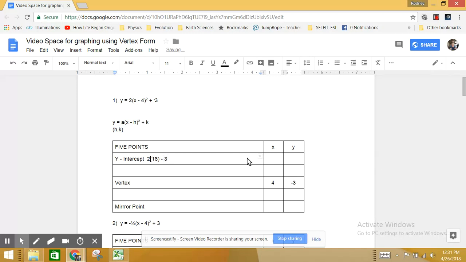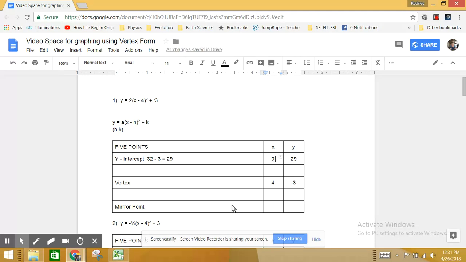Okay, so now I'm going to have to use the order of operations. I do 2 times 16, which is 32, and I subtract 3 from that. And so my y-intercept is going to be at 29. So 29 is the y value when x equals 0.